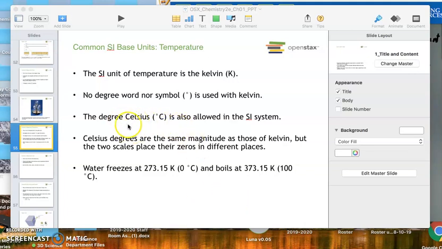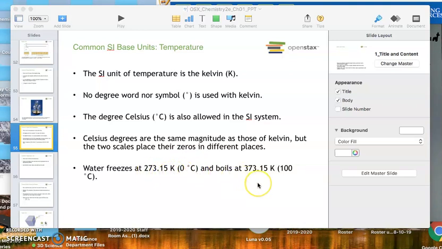So what you're probably more familiar with in terms of temperature is Celsius. That is the more commonly used form of the scale of temperature that you're probably used to. It's used a lot in science, and most of the things I did as a scientist, temperature was given in terms of Celsius. So Celsius degrees are the same magnitude as those of Kelvin, but the scales place their zeros in different places. So for example, water freezes at 0 degrees Celsius or 273.15 Kelvin.